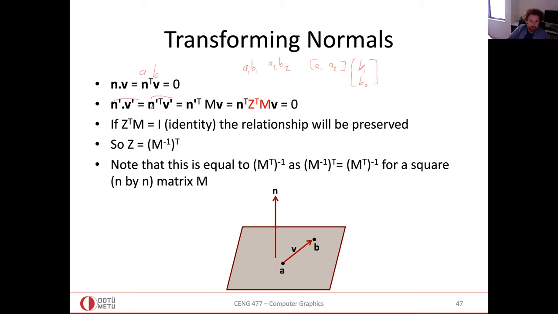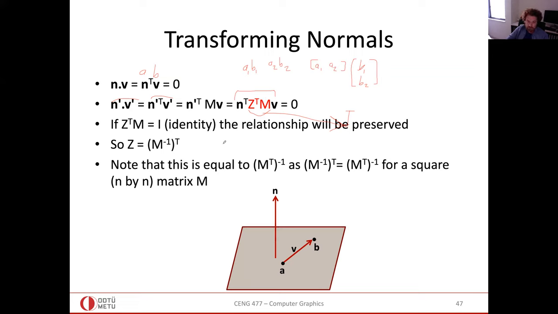So now with that, I will replace this v prime with the transformed version of v, M v. And then this equation must hold in the beginning, as we know, n transpose times v is equal to zero. So let's assume that I put something here that also has this M in it, and I also put a Z here. So this must be an identity, right? Because I need n transpose times v equal to zero, and I cannot satisfy it if this is not identity. It will give a different result. So it has to be identity.